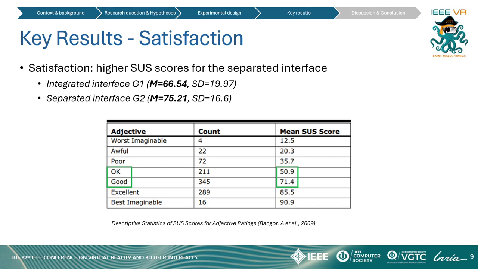When we look at satisfaction, measured by SUS score, we can see the separated interface group reported a higher usability score. This indicates that users found the separated interface easier and more pleasant to use.